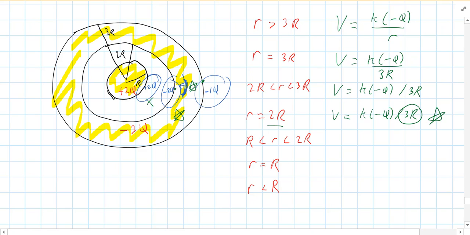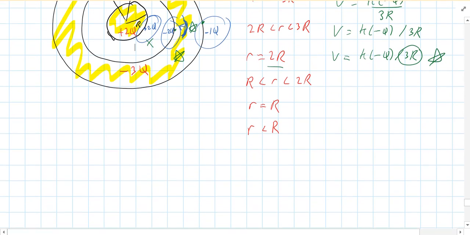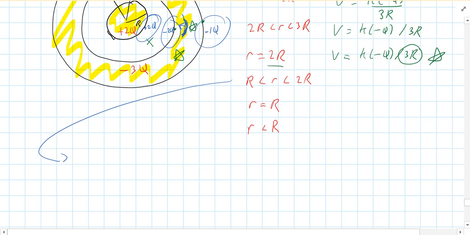Okay, so here's how you do that. I will actually write this down here because we're going to need a little room. So for this one, the voltage is, well, you've got three things. You've got the inner ball, the 2Q ball, and you're outside of that ball, so that's going to act like a point charge. So you've got K times positive 2Q over R.